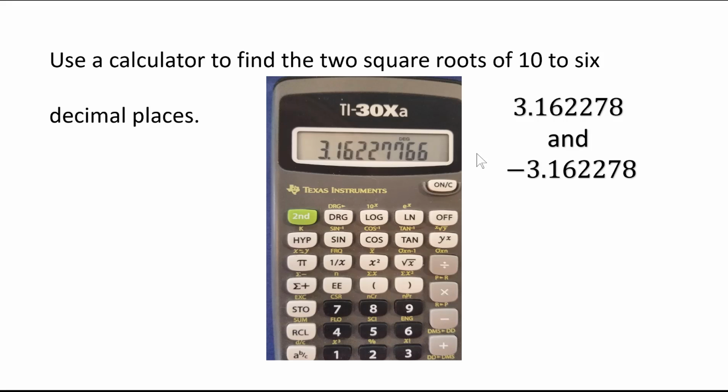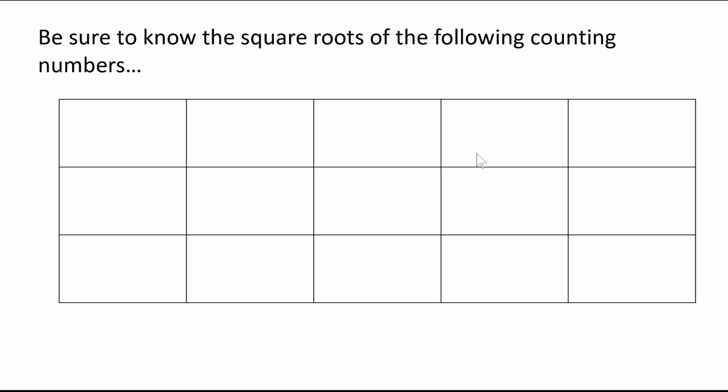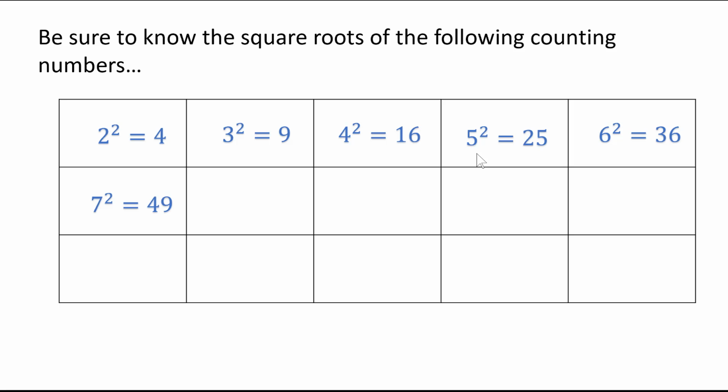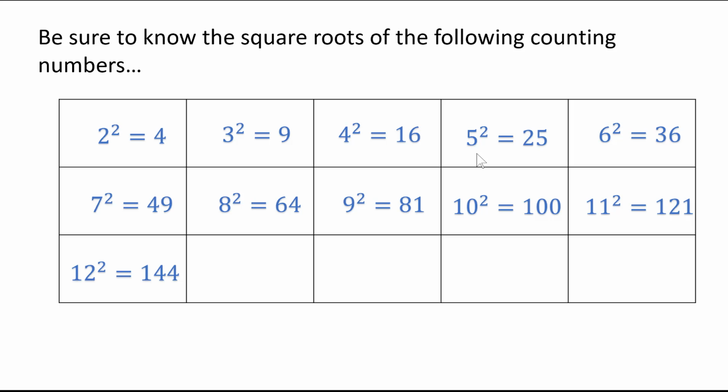Those are approximations. Be sure to know the perfect square roots of the following counting numbers. 2 squared is 4, 3 squared is 9, 4 squared is 16, 5 squared is 25, 6 squared is 36, 7 squared is 49, 8 squared is 64, 9 squared is 81, 10 squared is 100, 11 squared is 121, 12 squared is 144, 13 squared is 169, and then 16 squared is 256.